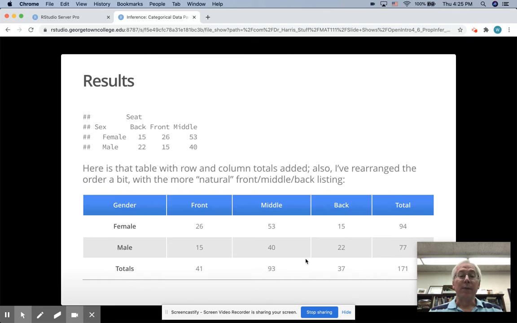And what I've done is I've enhanced it by finding both the row totals and the column totals, but I've also switched the order in which the variables are reported in the columns. And I've made it the more natural front, middle, back arrangement. So we're going to be using this table at the bottom half for our work. And it's an important thing, even though xtabs doesn't give us row totals and column totals, it's important for us to be able to compute those and add them to our table.